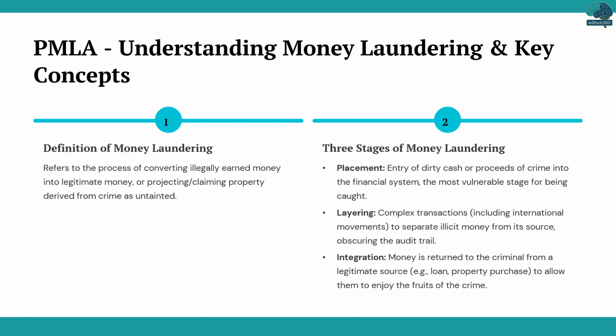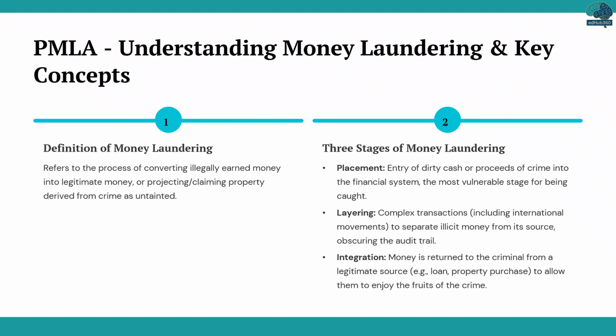First, there's placement, where the illicit cash or dirty money enters the financial system. This is often the most vulnerable stage for being detected. Next comes layering, which involves a series of complex transactions, sometimes internationally, designed to separate the illicit money from its original source and obscure its audit trail. Finally, we have integration, where the laundered money is returned to the criminal from a seemingly legitimate source, such as a loan or a property purchase, allowing them to enjoy the proceeds of their crime.